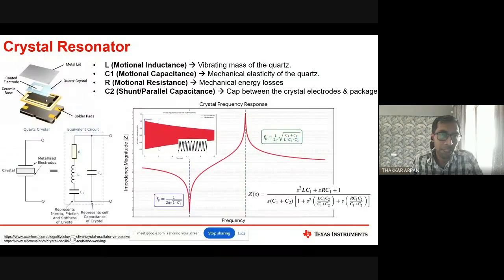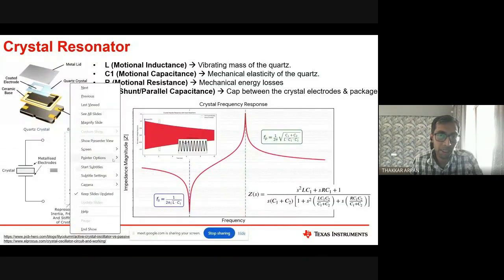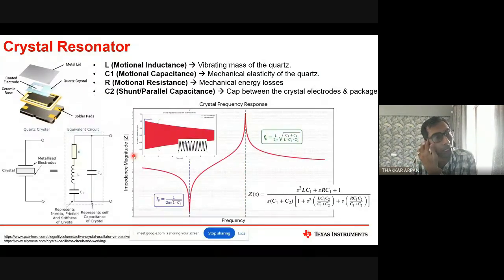Okay, so what I am showing on the left side is nothing but a crystal resonator package, which shows what is inside it. You must have seen a crystal on any of your boards, or if you open any circuit, you will see some square box present. Inside that, the key component is this quartz crystal.